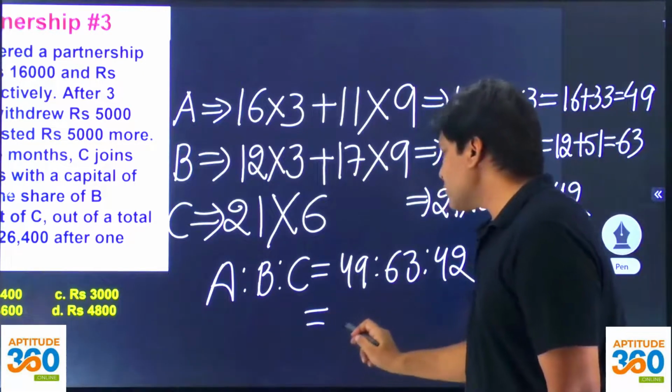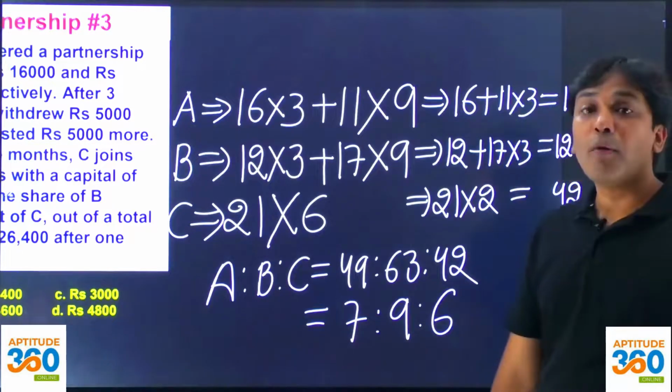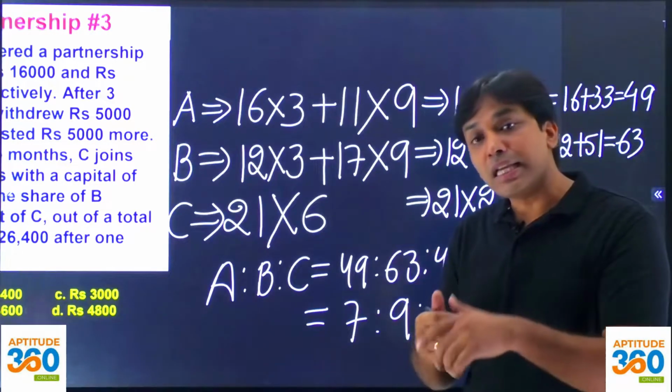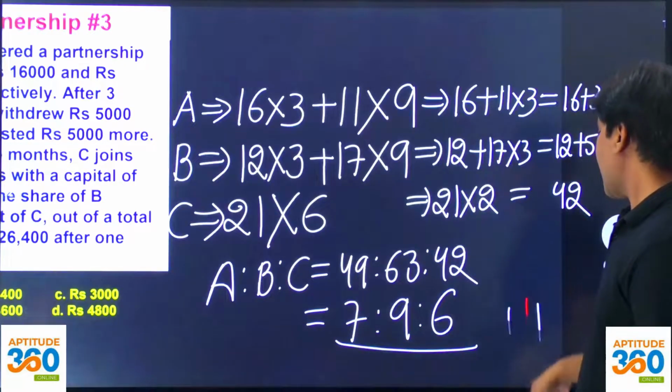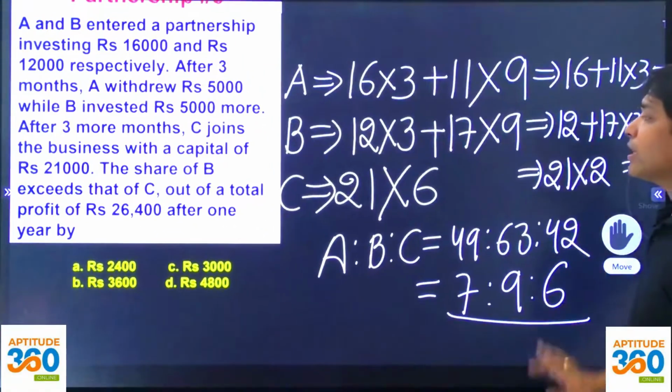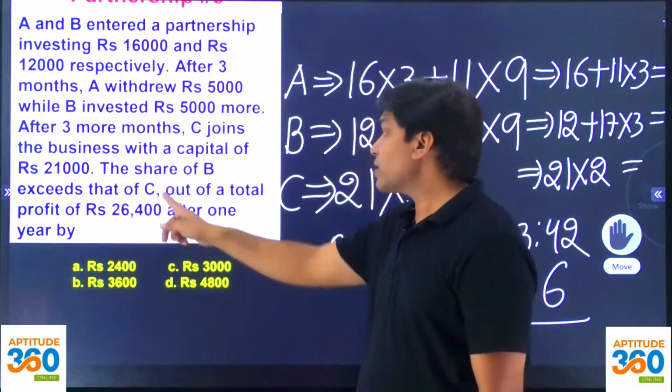And if you simplify this further, this is 7 into 7, this is 9 into 7, and this is 6 into 7. So profit should be distributed amongst A, B and C in the ratio of 7, 9 and 6. And what is that they are talking about? The share of B exceeds that of share of C.